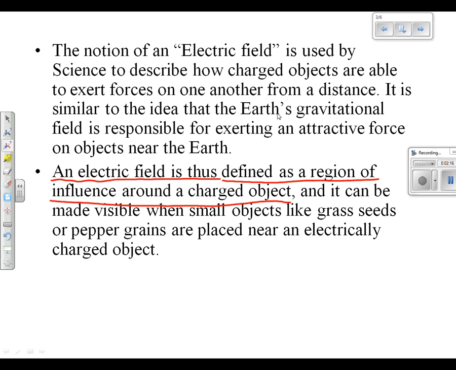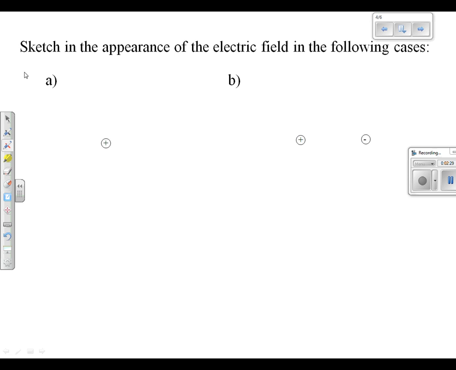Okay, so all we're going to do now is draw those pictures. I'm looking to see, looks like everyone's ready here. Okay, so it says sketching the appearance of electric field in the following cases. All you've got here, this is part A over here, part B, they're not related. These are like separate ones, okay? I've had kids confused by that over the years.